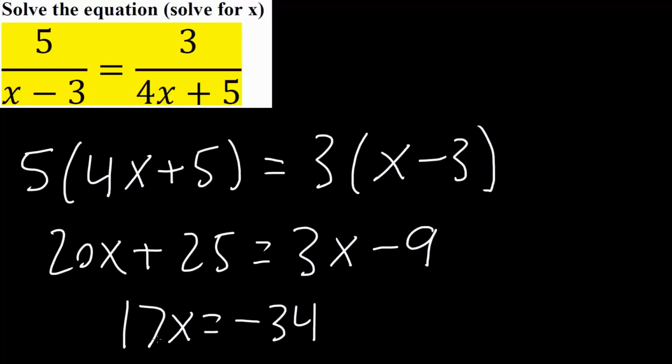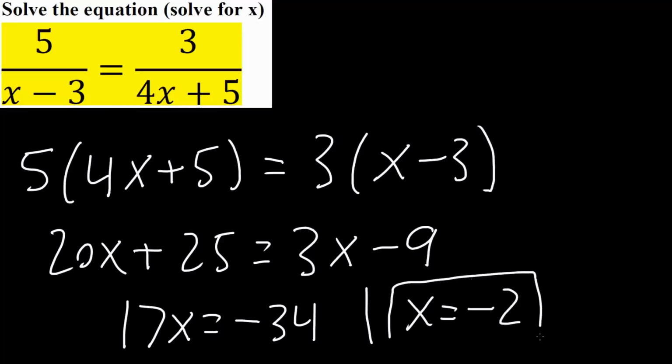So if we divide by 17, we divide by 17. Therefore, x is equal to minus 2. And we simply box in the answer. And if you wanted to check, you could plug in negative 2 for x for both of these equations, and the result will be the same.